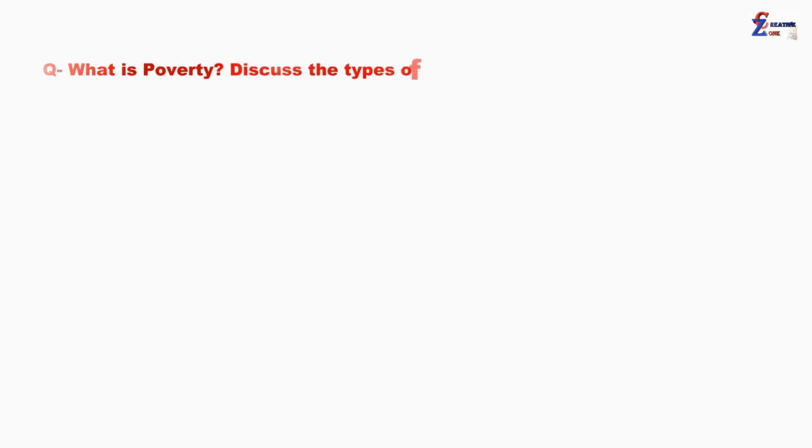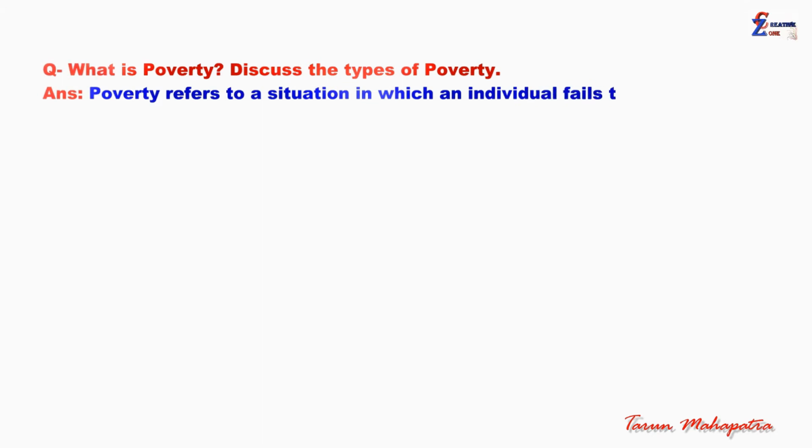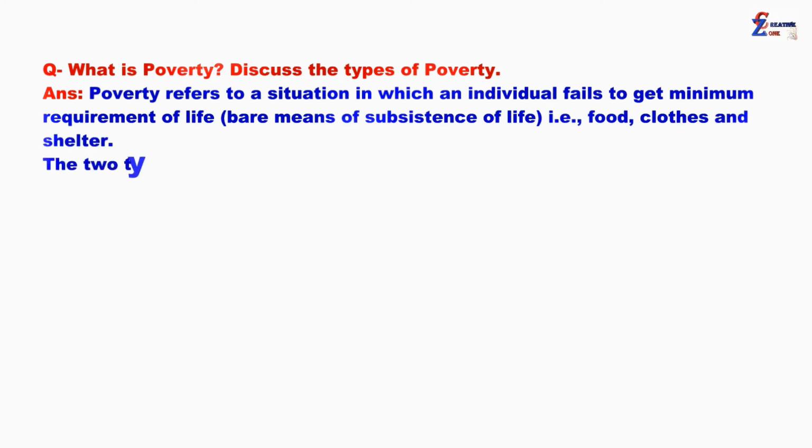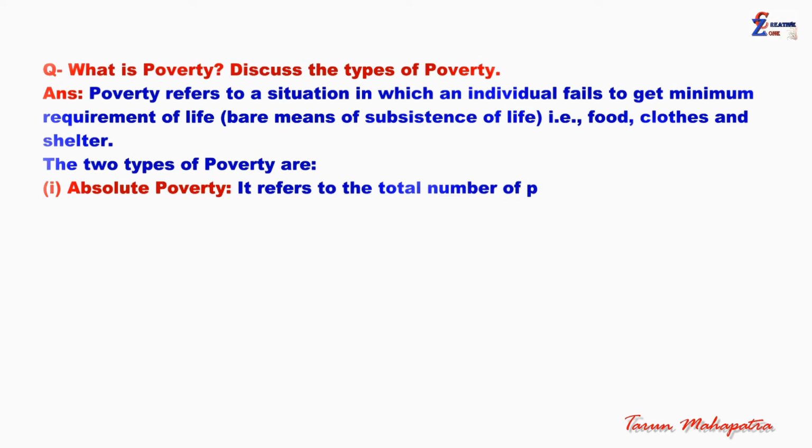We are going to discuss another question. What is poverty? Discuss the types of poverty. Poverty refers to a situation in which an individual fails to get minimum requirements of life, that is food, clothes and shelter. The two types of poverty are absolute poverty and relative poverty.